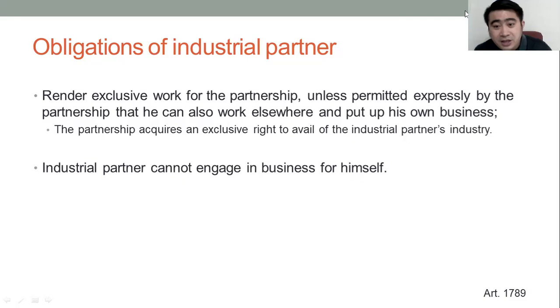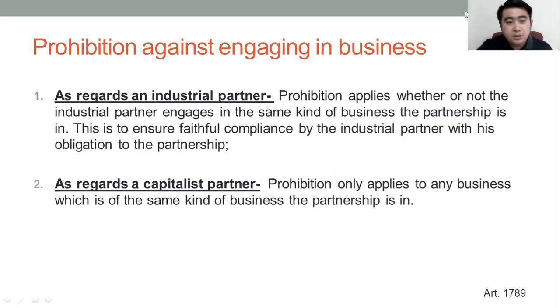An industrial partner cannot engage in business for himself. So prohibition against engaging in businesses. Number 1, as regards an industrial partner, the prohibition applies whether or not the industrial partner engages in the same kind of business the partnership is in. This is to ensure faithful compliance by the industrial partner with his obligation to the partnership. So class, if you're an industrial partner, kahit anong business, hindi mo pwedeng pasukin because you have to devote your time to the partnership. Alright? So kapag industrial partner ka, you really have to devote your time and all your efforts for the partnership.